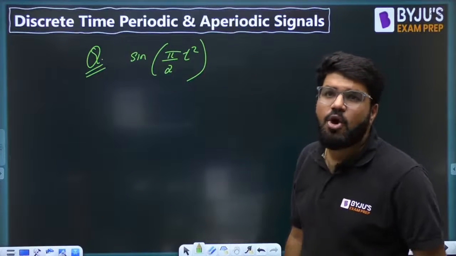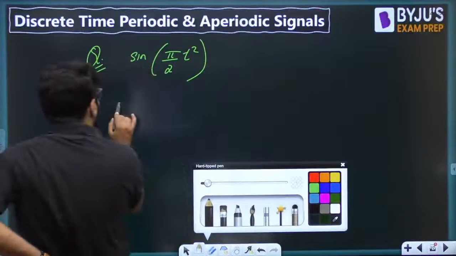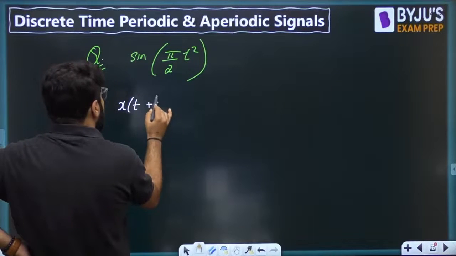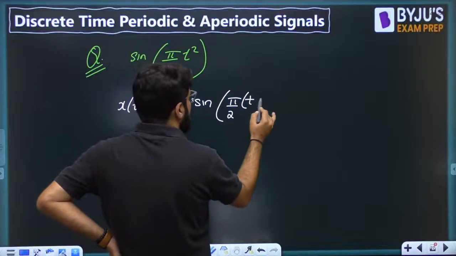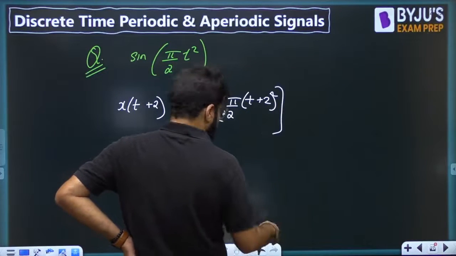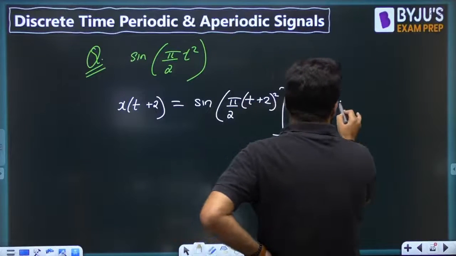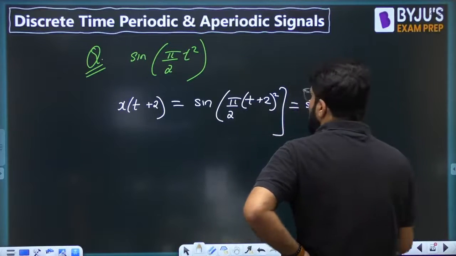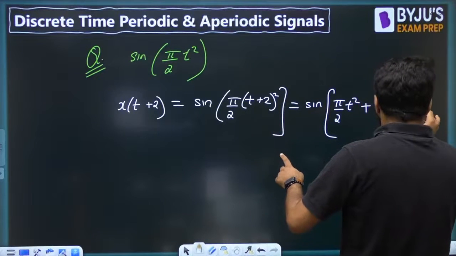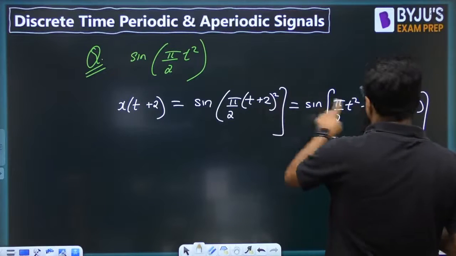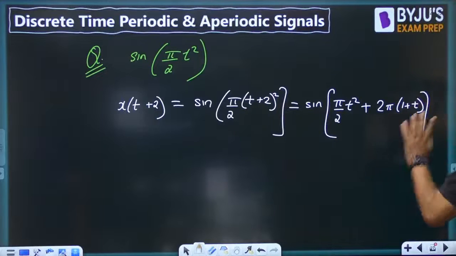Will this be periodic? Continuous time domain. I have just one point to tell you here. x of t plus 2 will be equal to sine of pi by 2 times (t plus 2) whole square, and that is equal to sine of pi by 2 t square plus, again you will get the same result, 2 pi (1 plus t). This will be pi by 2 into 4, that is 2 pi, pi by 2 into 4t, that will be 2 pi t. So 2 pi common into (1 plus t).